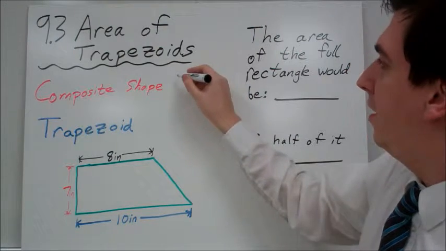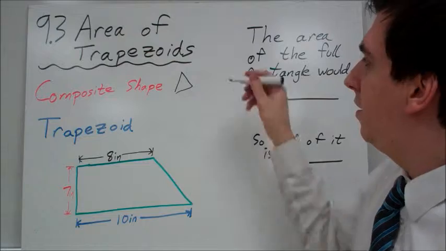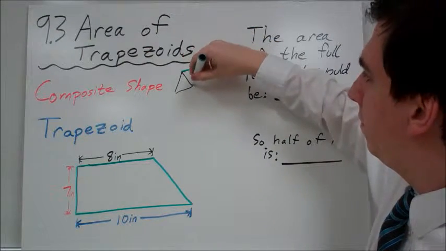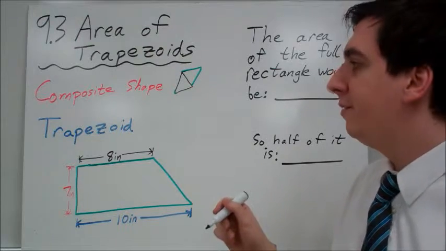So let's take a triangle and let's take another triangle. What do you get when you put those together? Well, this is starting to look like a diamond.